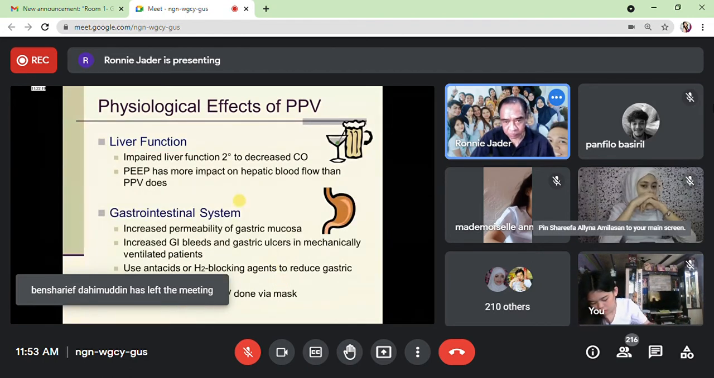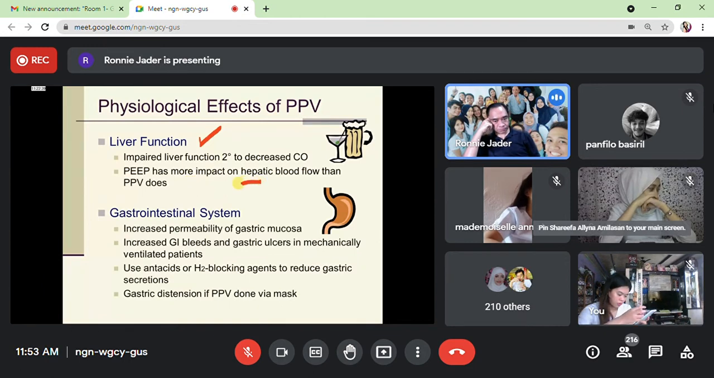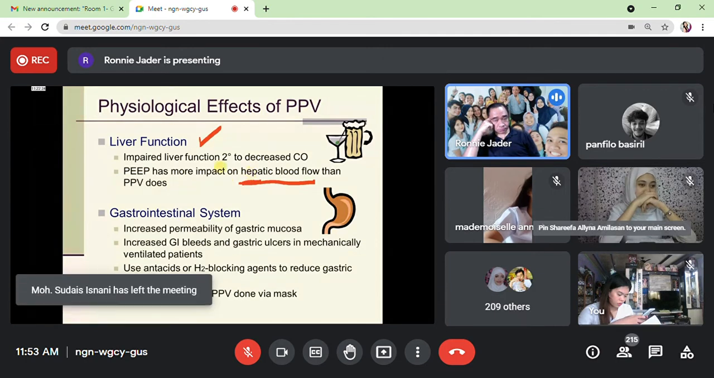All right. Just as an FYI, liver function can be impaired. We've got increased positive pressure in the thoracic cavity, and that's going to directly affect hepatic blood flow. It impedes liver blood flow, and it's going to decrease its effectiveness. Okay? All right.